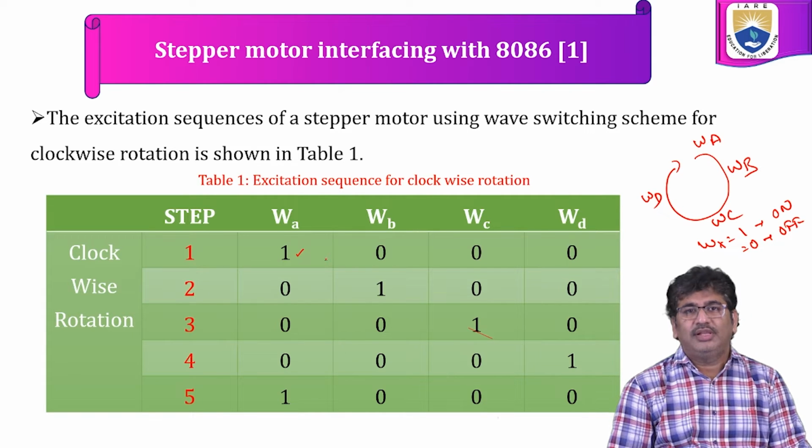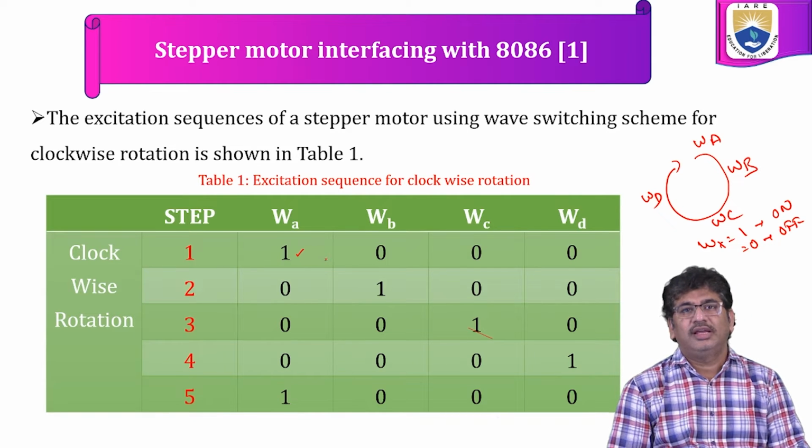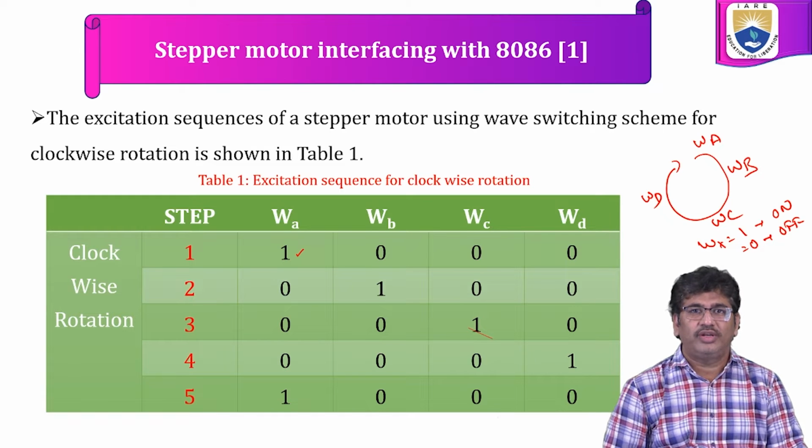So these are the pulses we continuously send to the corresponding ports to excite winding A, winding B, winding C, winding D to get the clockwise rotation of the stepper motor. This is a single winding excitation. This is one type of excitation sequence we can have.